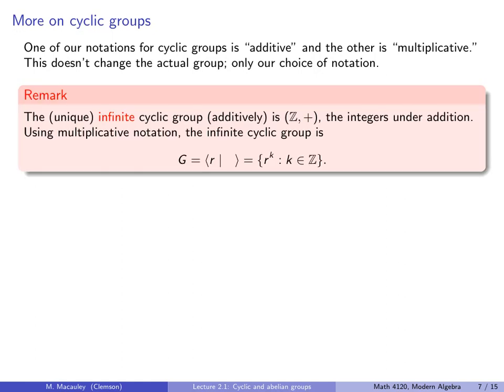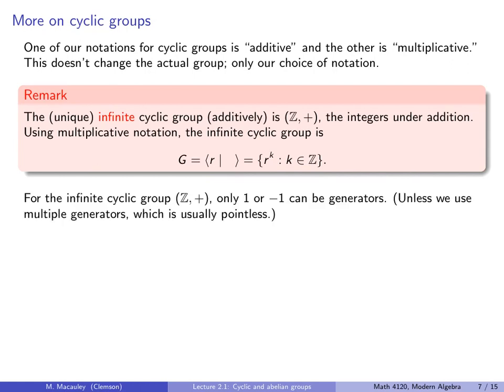One more remark. There is a unique infinite cyclic group, which, if you think of things additively, is just the integers under addition. If you want to use multiplicative notation, then you can think of the infinite cyclic group as the following. G is generated by one element r subject to no relations. In other words, it is the set of all powers of r, where k is some integer. So this group contains r squared, r cubed, r to the 200, r to the million, r to the negative million, which is the inverse of r to the million, and so forth.